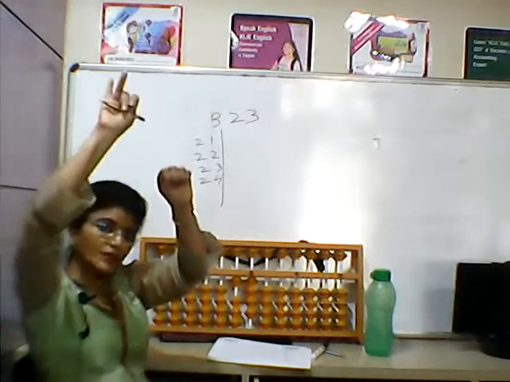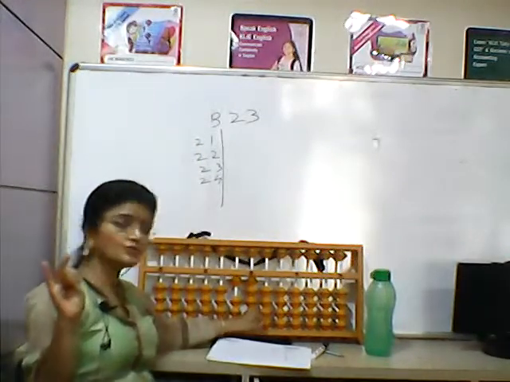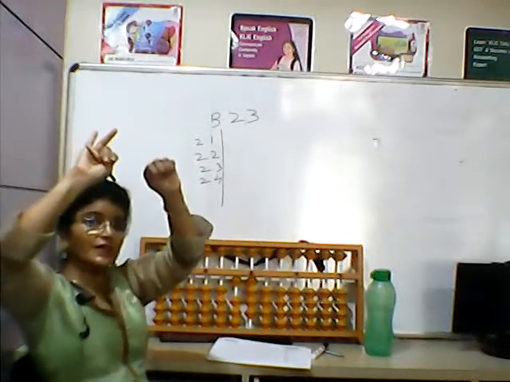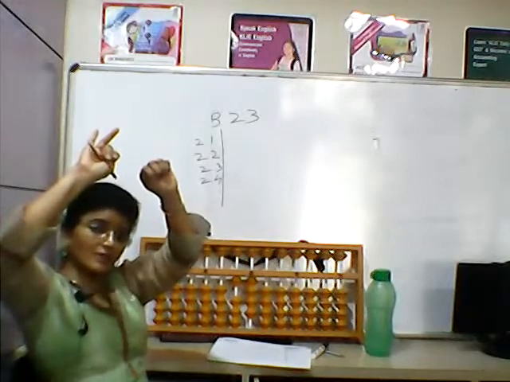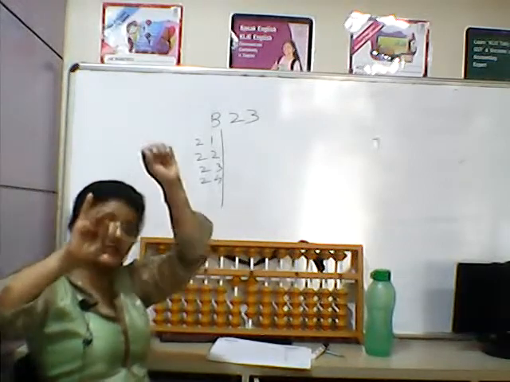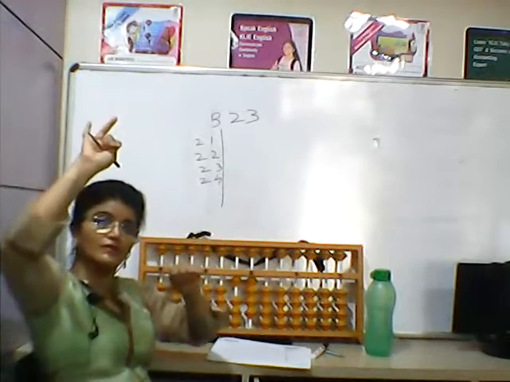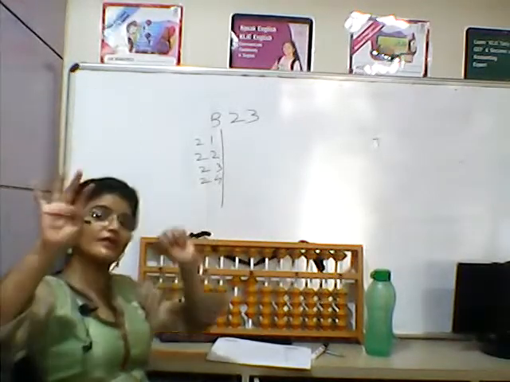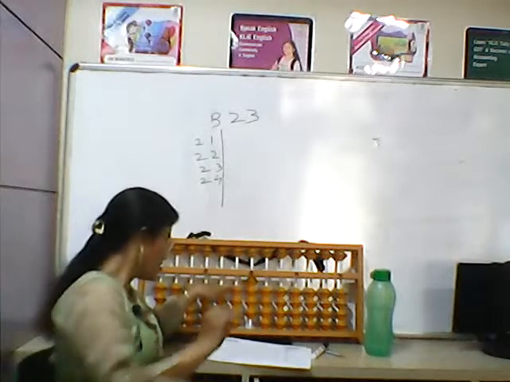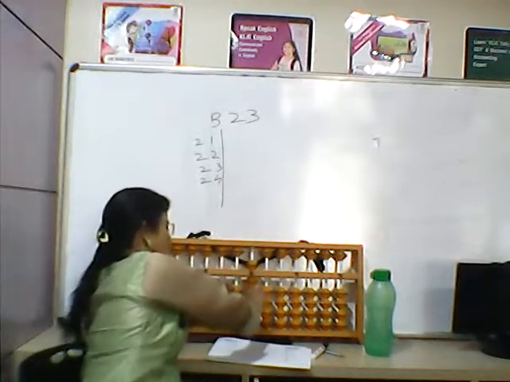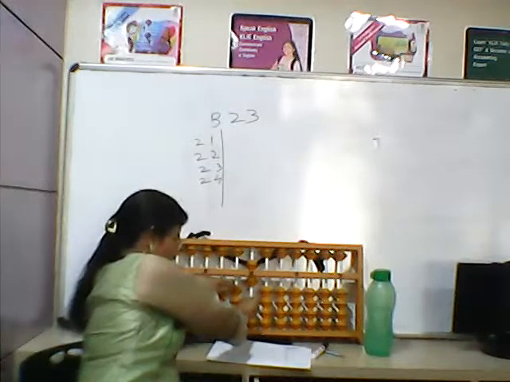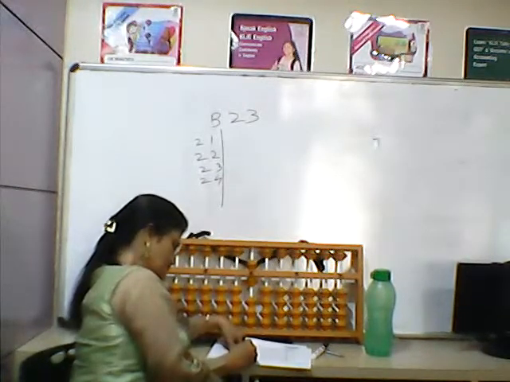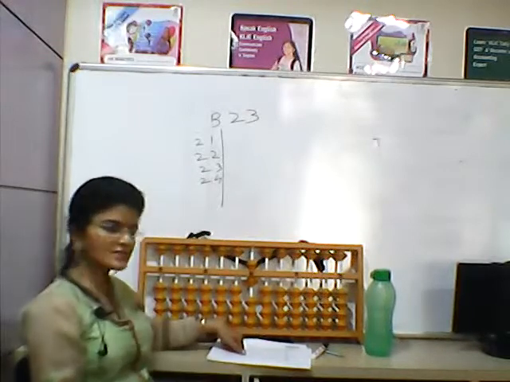Plus 2 is not available. So which friend makes the complement? Minus 10 plus 5 minus 3. 10 down, 5 down, 3 down. That is, the answer is 6.